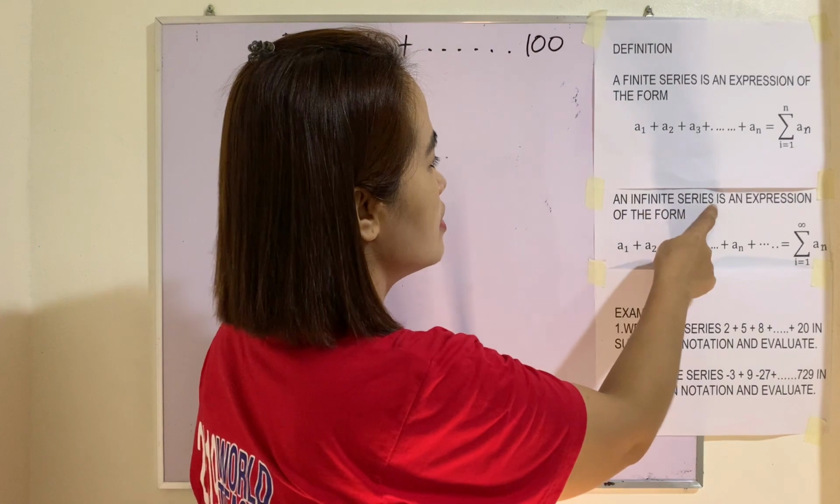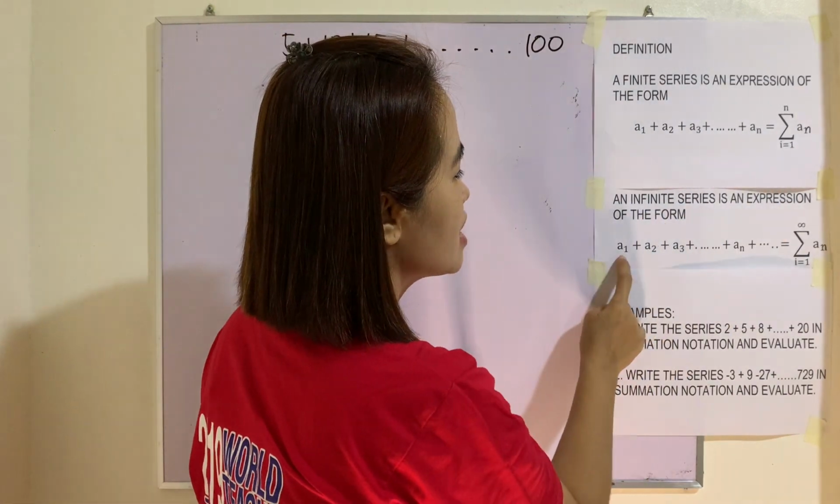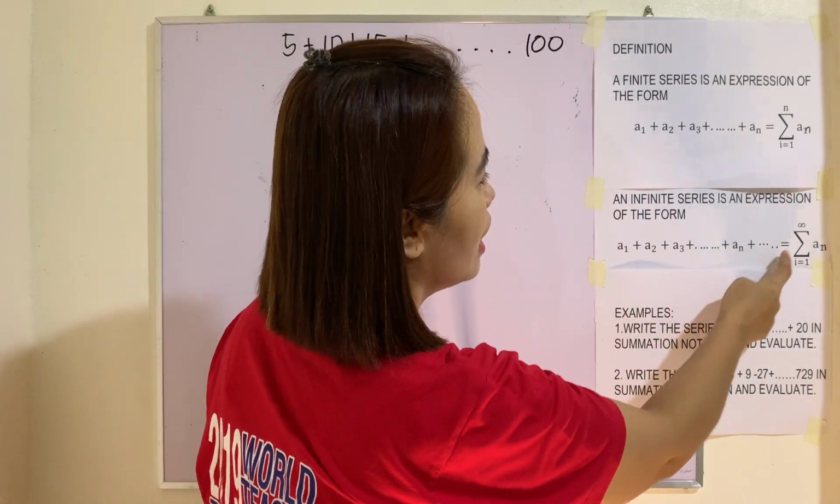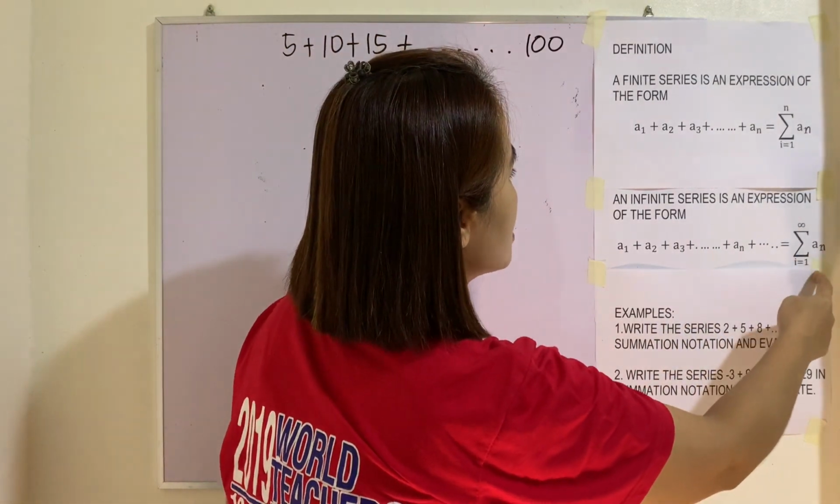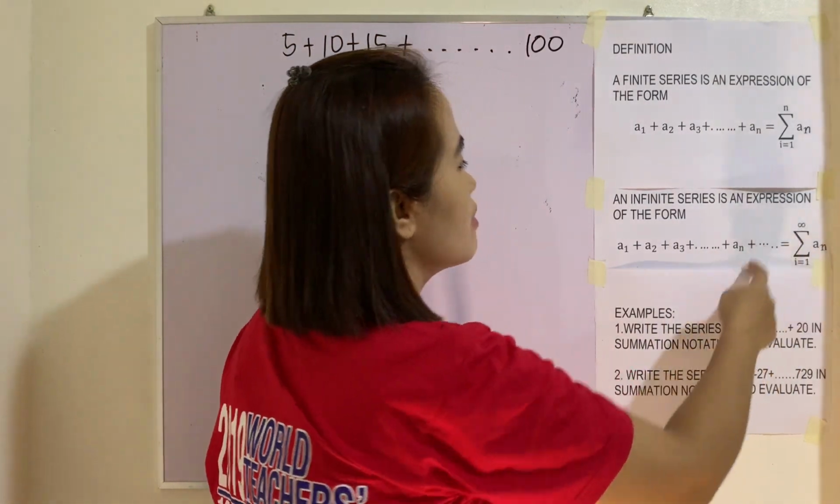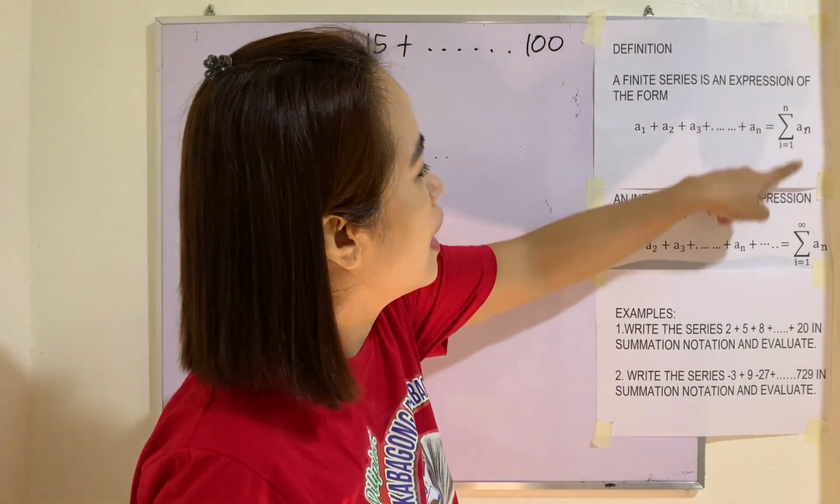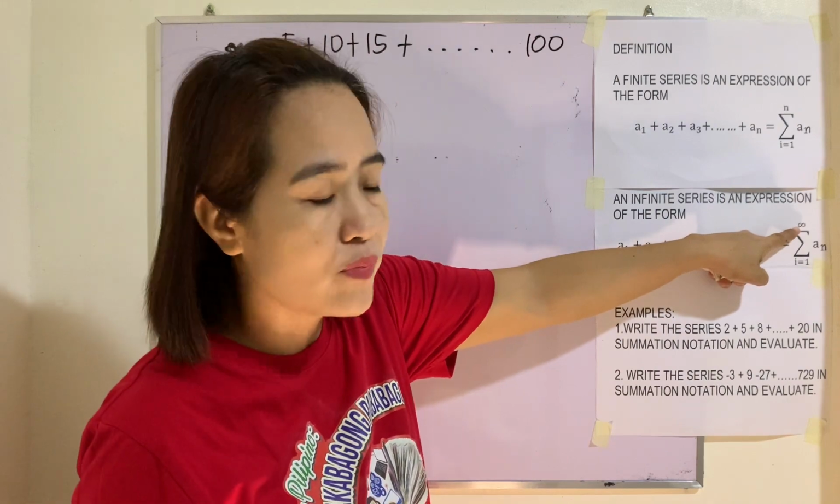An infinite series is an expression of the form a sub 1 plus a sub 2 plus a sub 3 plus a sub n plus infinity. This one is the representation, of course, in sigma notation. Take note, this one is n and this one is infinity.